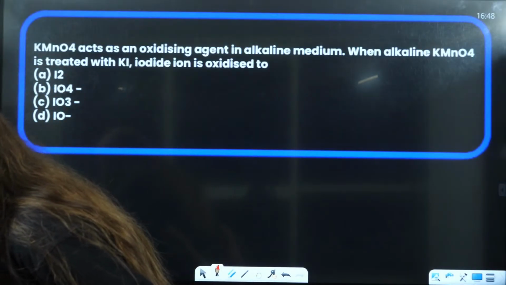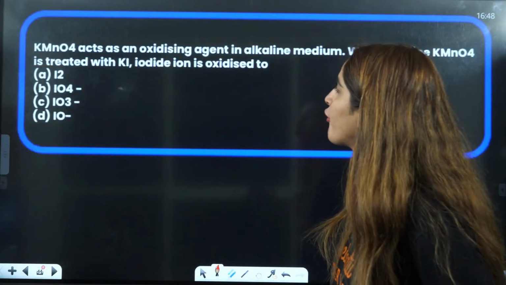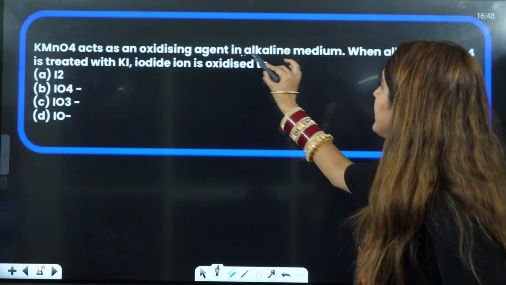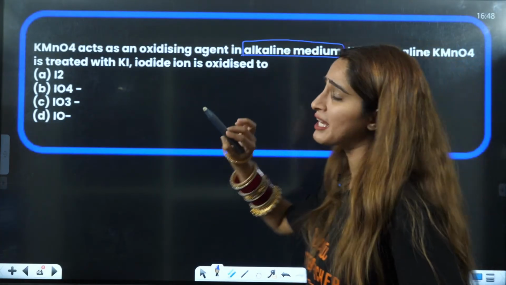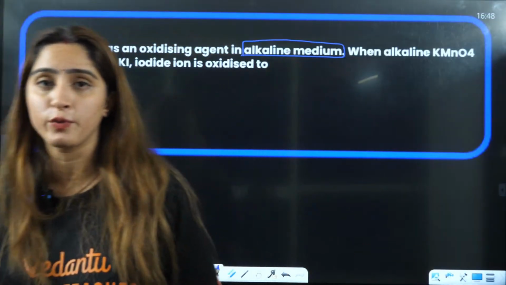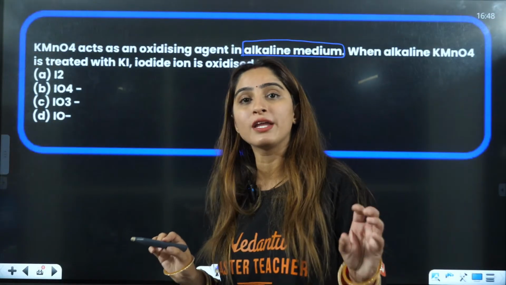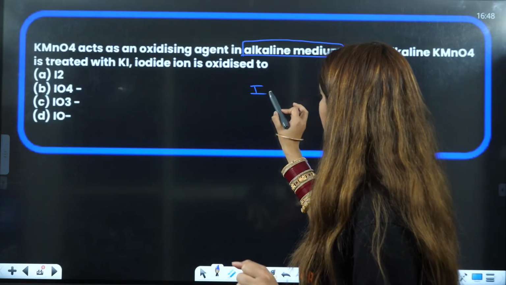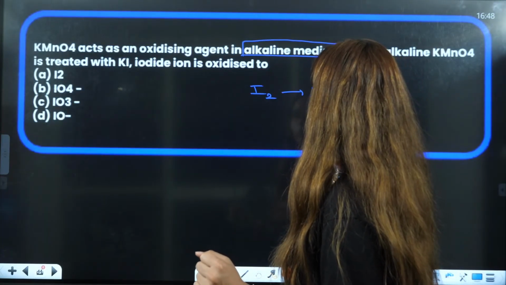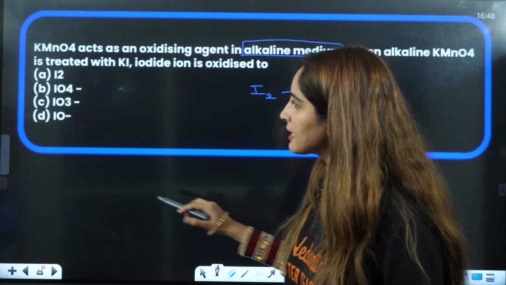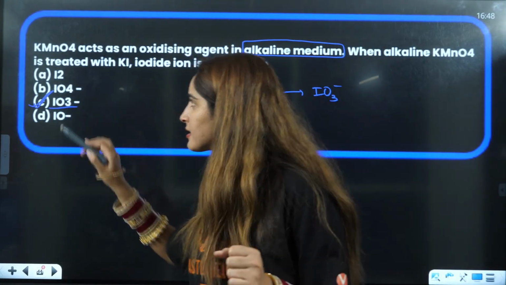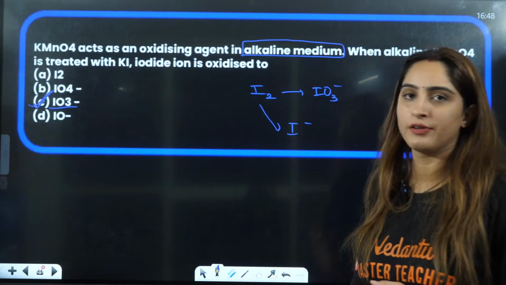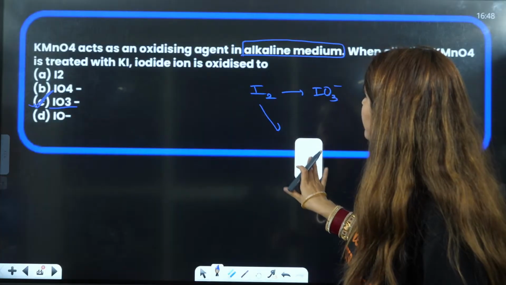Okay. Next is, KMnO4 acting as an oxidizing agent in alkaline medium. Very, very important question. KMnO4 is a very strong oxidizing agent. In alkaline medium, it converts I2 to IO3 negative, right? That is the iodate ion, that is C. In acidic medium, it is converted to I negative.